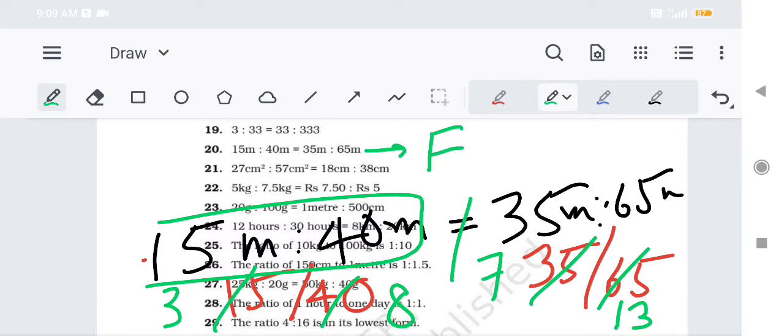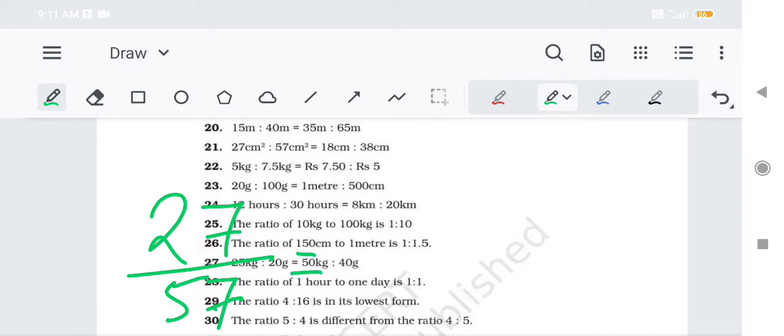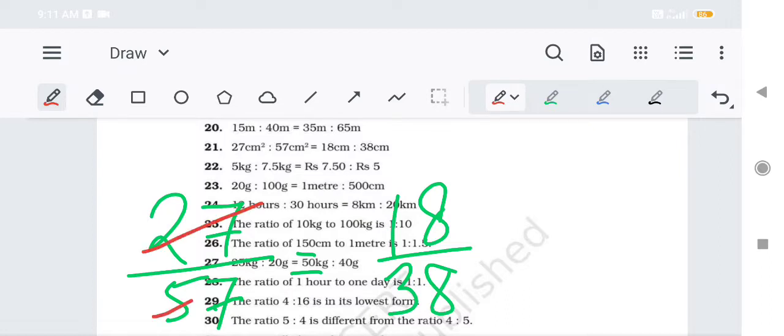Let's come to the next sum. Question number 21, the same thing. 27, I'm not writing the units because in a ratio the units are not required, so I'm simply converting this 27 is to 57 into its ratio and 18 by 38. Now again we will simply reduce them because both of these are not in their simplest form.